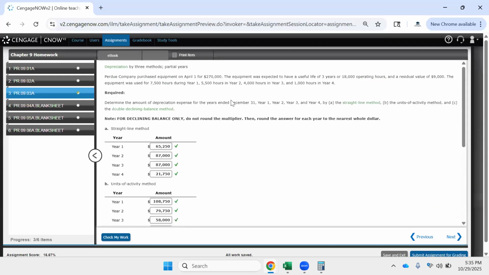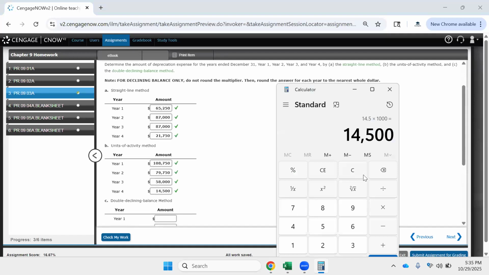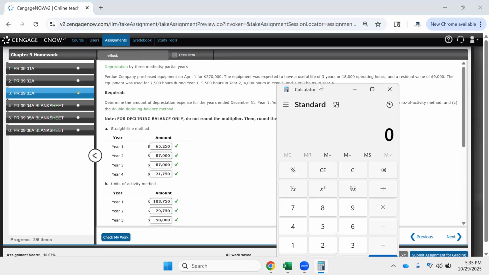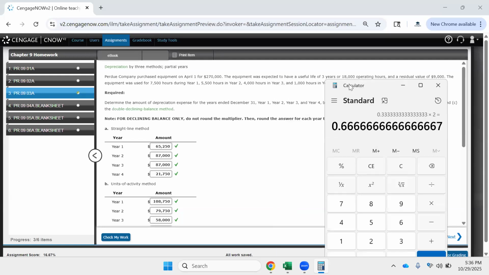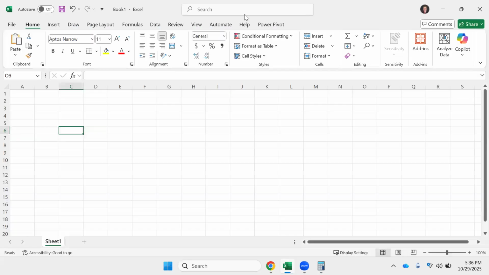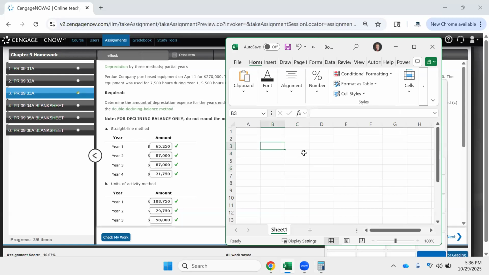Now for the double declining balance method. Under the double declining balance method, we create our straight line percentage, which is 1 divided by 3, 33%. We multiply that by 2. We have to multiply the net book value of the asset at the beginning of the year. And this is easier for me to actually show you with a spreadsheet. The net book value at the beginning of the year is 270,000.